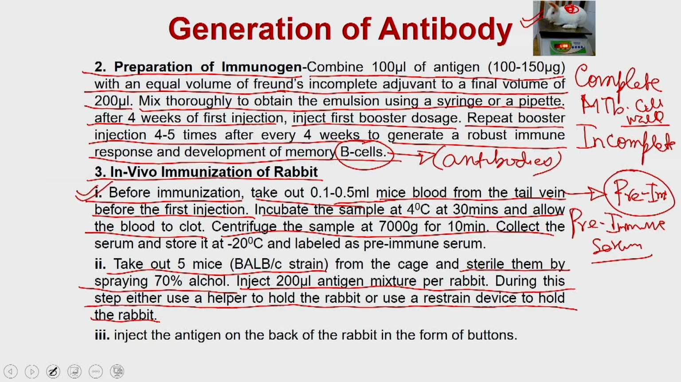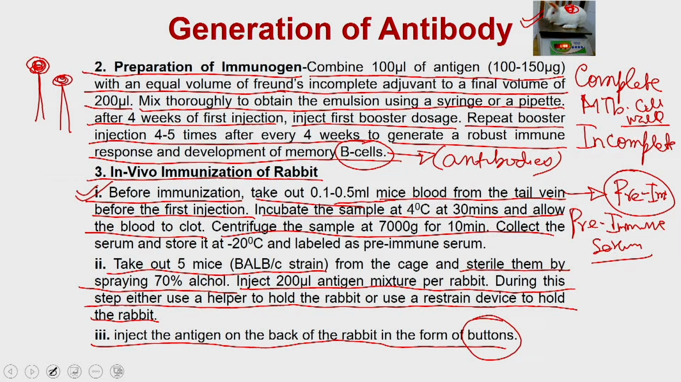While holding the rabbit, you should be very careful not to hold it too strongly, otherwise the rabbit may die. Or sometimes you can use restraint devices, which are nothing but a small cage where you keep the rabbit so that it is not able to move, and then you can inject the antigen. Mostly you inject the antigen on the back side of the rabbit in the form of a button: you inject with a needle and form a button, then take out your needle, inject again and make another button, and again. Suppose you have marked some area on the back side.